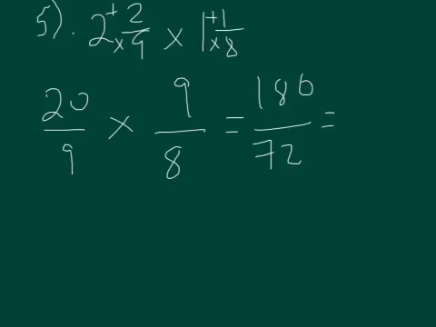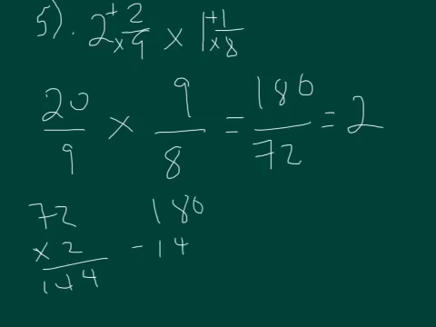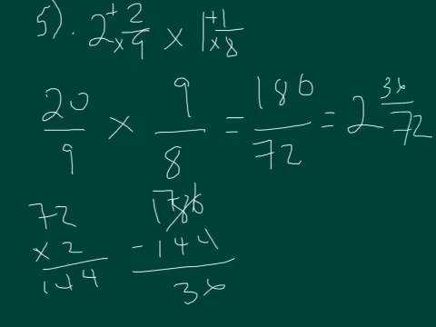72 goes into 180 about 2 times. Let me double check that. Times 2, that's a 4. Yes, that's it. And 180 minus 144 will give me 36. Sweet. 36 over 72. If you guys notice, 36 plus 36 is 72, so half of 72 has to be 36. So I know that simplifies down to 1/2. Not hard.